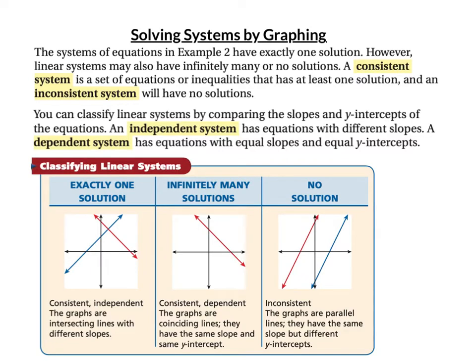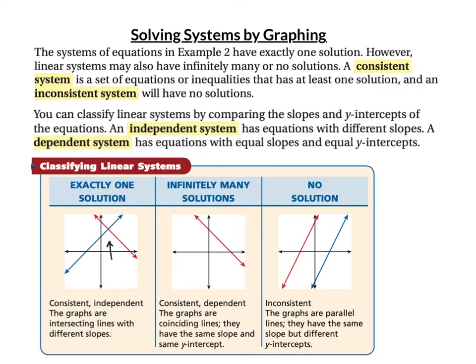Solving systems by graphing. We have solved systems with elimination and substitution, and I have mentioned how you're always looking for where two lines intersect. Well, there are actually three possibilities. You could have one answer because it could be that your lines intersect in one spot. That would be the first.